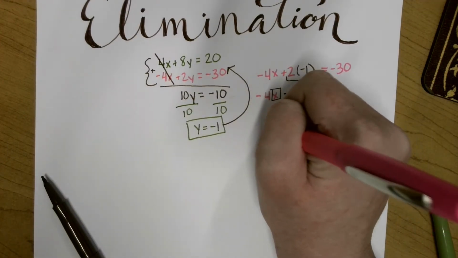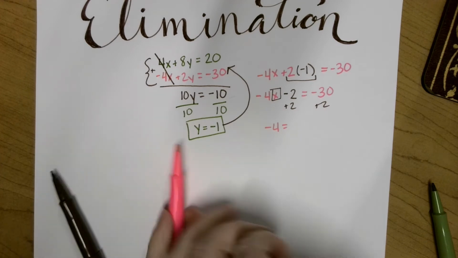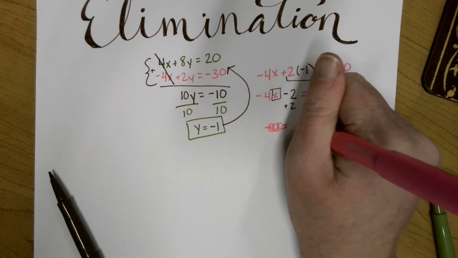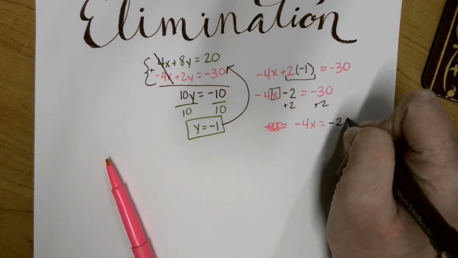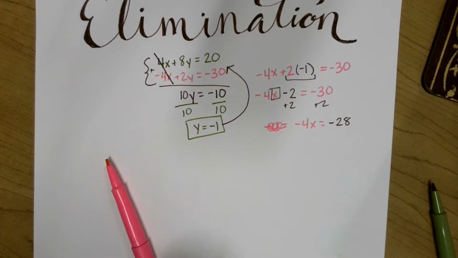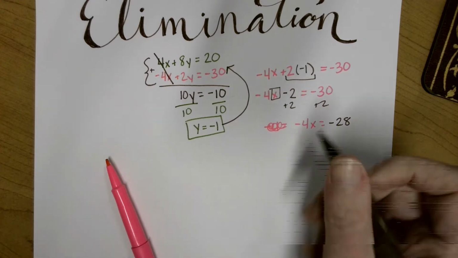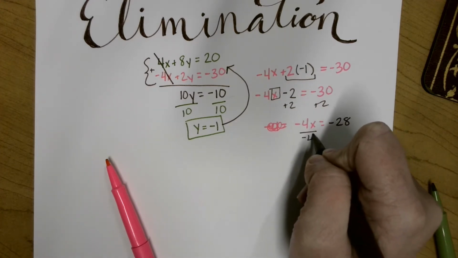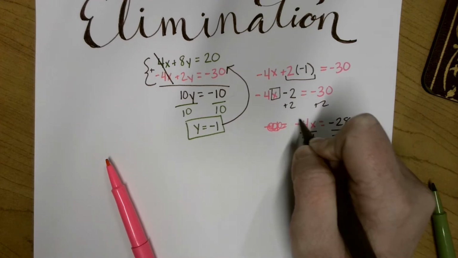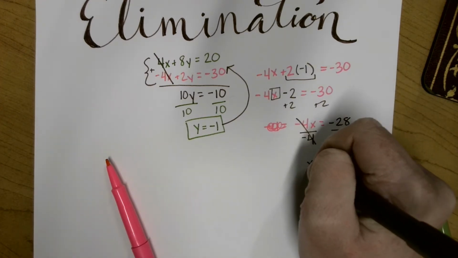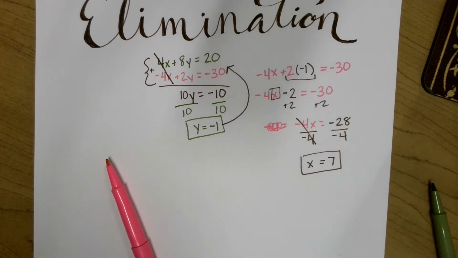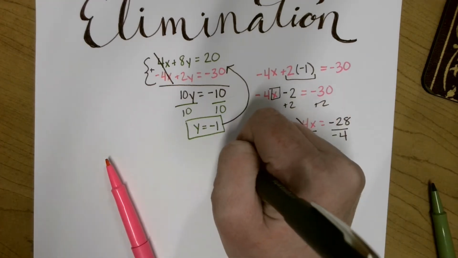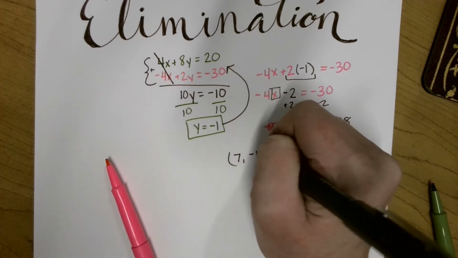And I've got negative 4x equals negative 28. Negative 30 plus 2 would give me negative 28. To cancel out that negative 4, we're going to divide by negative 4. And this is going to leave me with x equals 7. Okay, so I have x, I have y. My solution should be 7, negative 1.